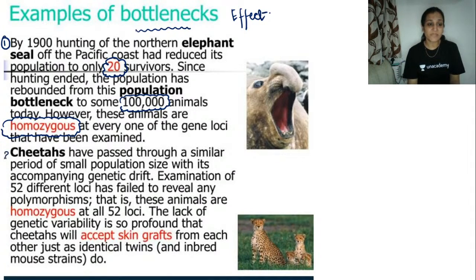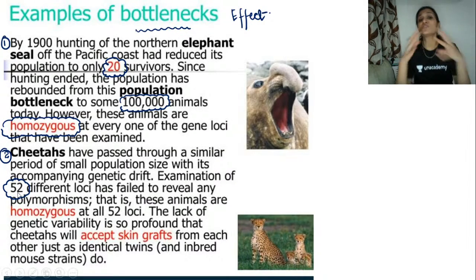Now the second example is about cheetahs. Cheetahs have passed through a similar period of small population size, with accompanying genetic drift. So cheetahs also had to face this unfortunate condition. The examination of 52 different gene loci was done and failed to reveal any polymorphism. They were completely homozygous for those 52 loci. That is, the animals were homozygous at 52 loci. The lack of genetic variability is so profound that cheetahs will accept skin grafts from each other just as identical twins, and inbred mouse strains do.